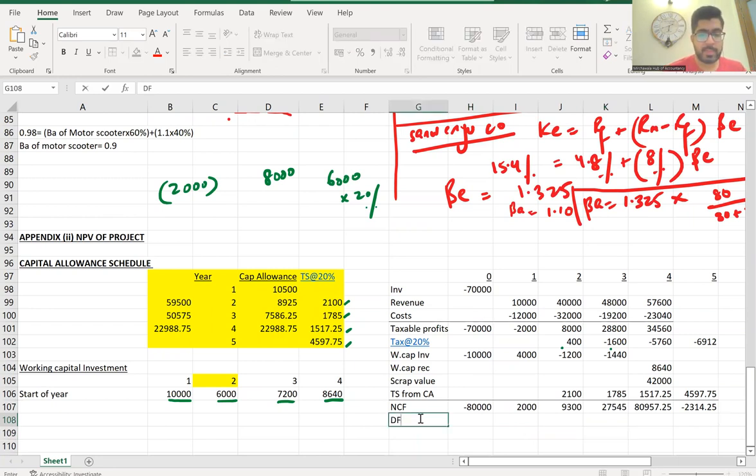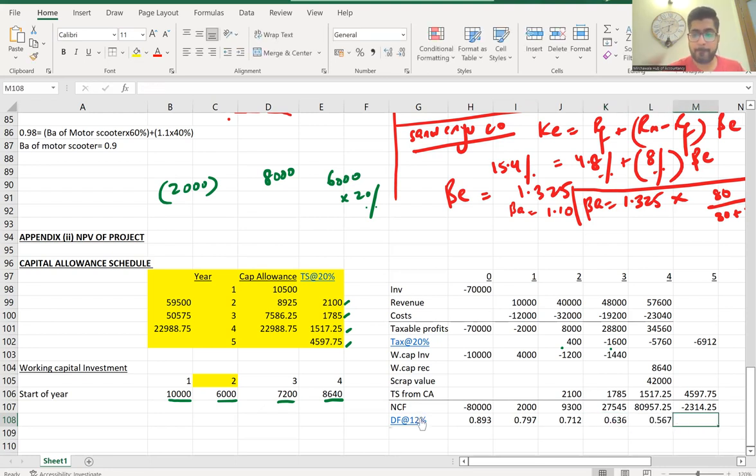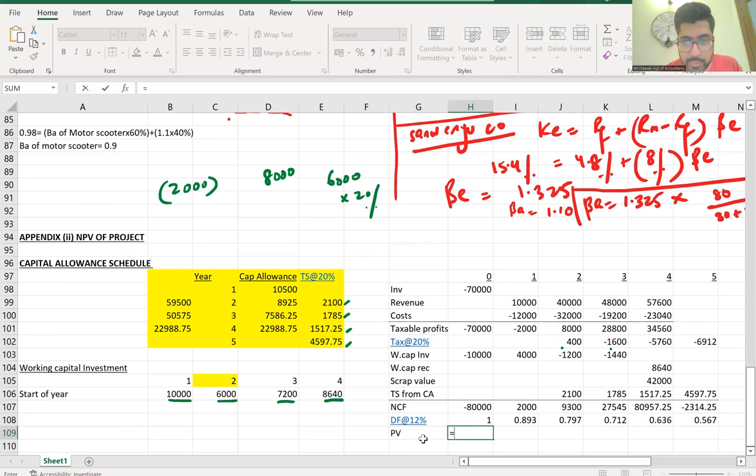Net cash flows need to be multiplied by the discount factor. It should have been WACC, but it's all equity finance. That's an APV assumption. So we will use KE, 12%. Use the factors from the table given in the exam: 0.893, 0.797, 0.712, 0.636, 0.567. Net cash flows multiplied by discount factor will give you present values.